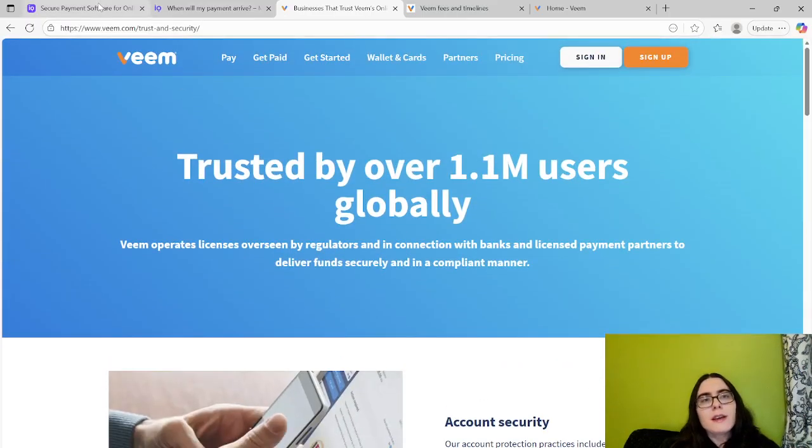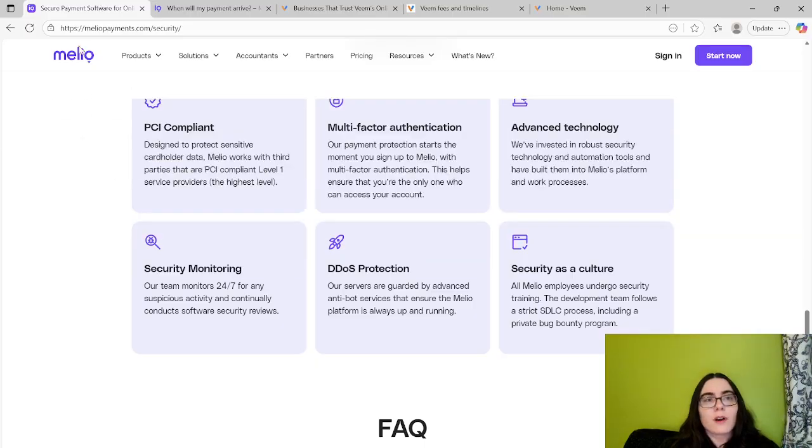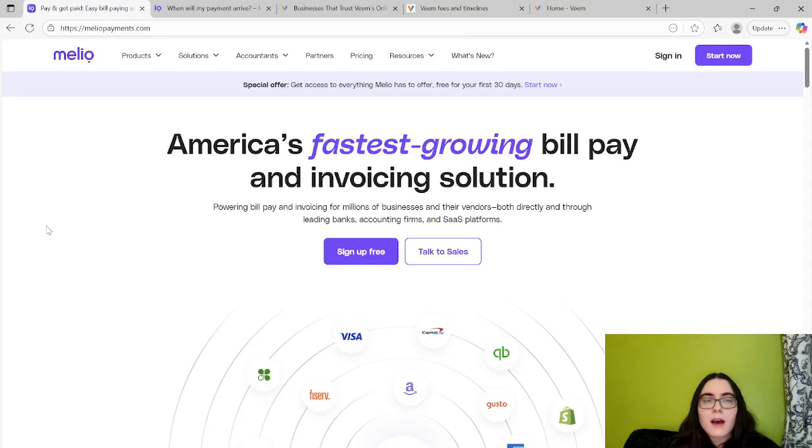So really, that's the overview of both of these payment solutions. They are pretty similar in a lot of ways, but the fee structure is going to differ a little bit, and also the plans and features. In most cases, Melio is going to get the job done. That's going to be the preferred option for most cases. It's pretty streamlined, and they have that QuickBooks Desktop integration capability that Veem does not have.